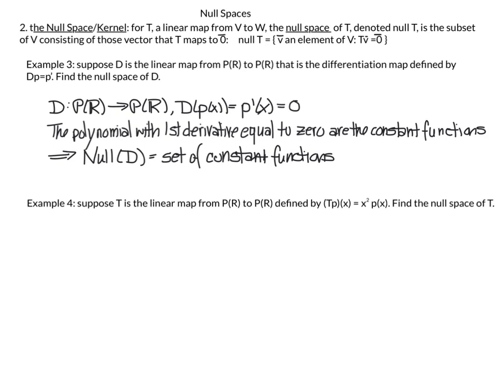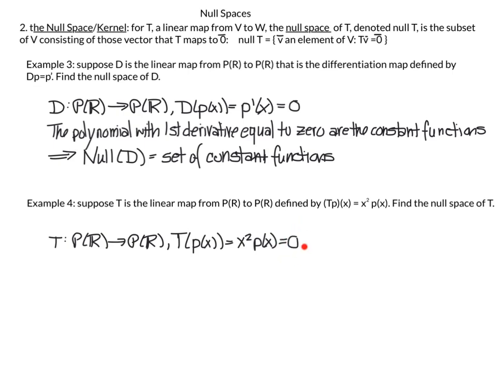Our next example, suppose T is the linear map from the space of polynomials to the space of polynomials. Define that by T of the polynomial p of x is equal to x squared times the polynomial. Find the null space of T. So I want to first start by writing this out, that T maps from the polynomial space to the polynomial space. T on our polynomial p of x is equal to x squared times our polynomial.